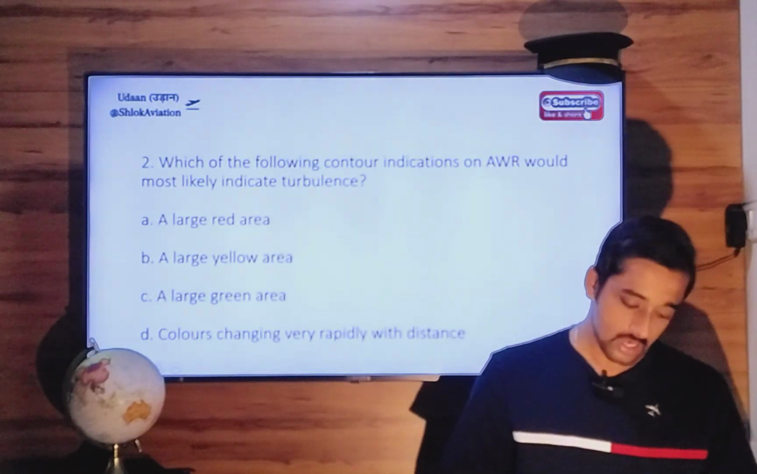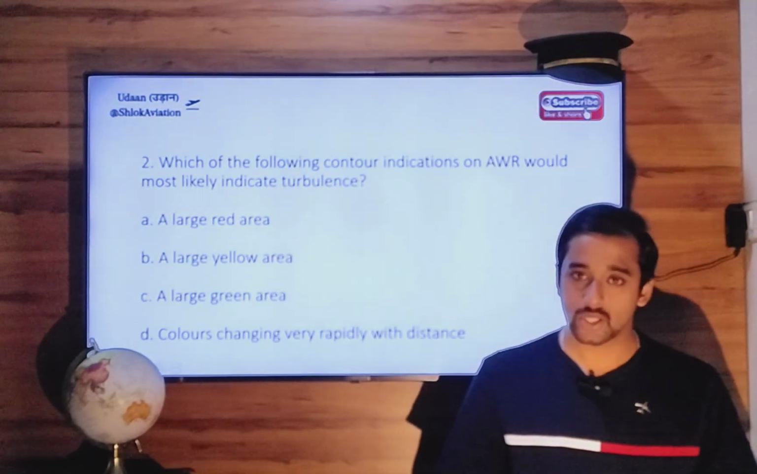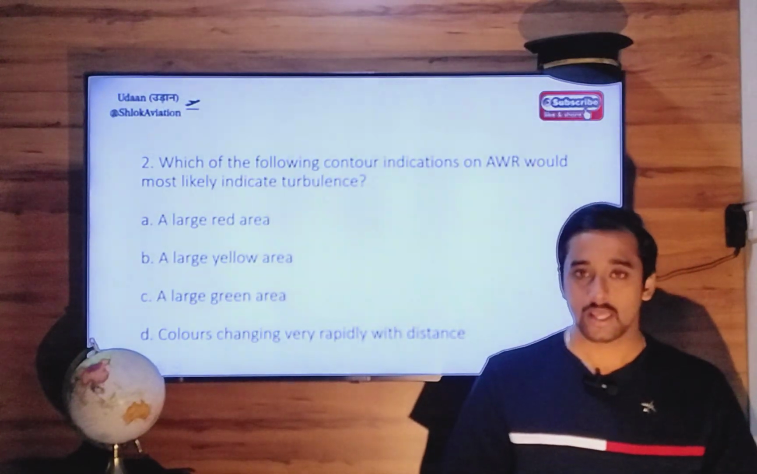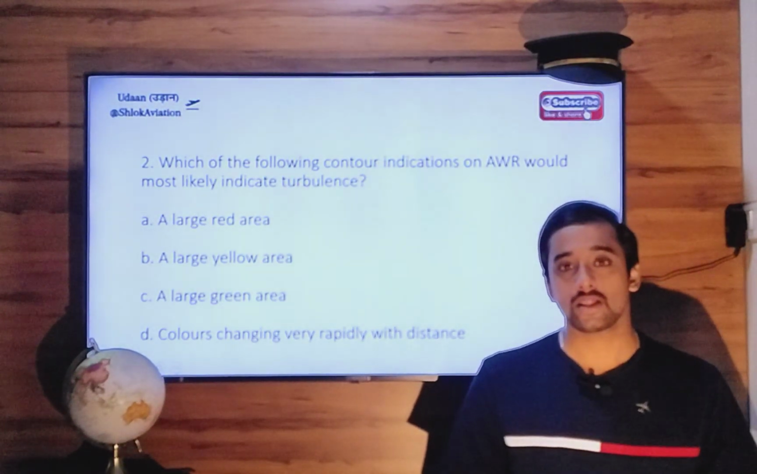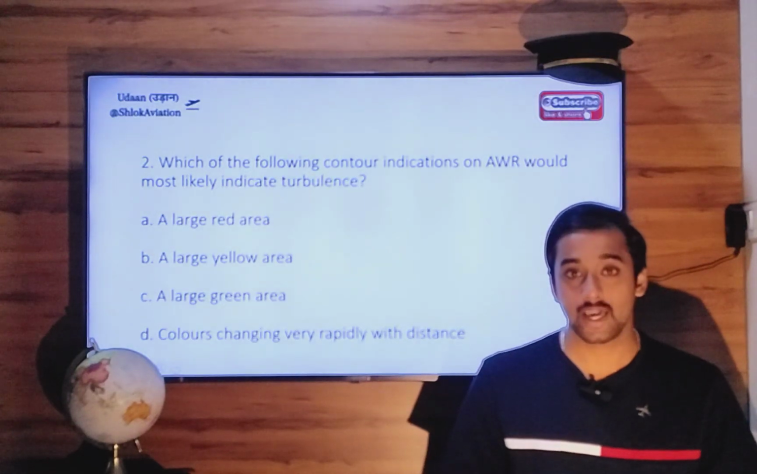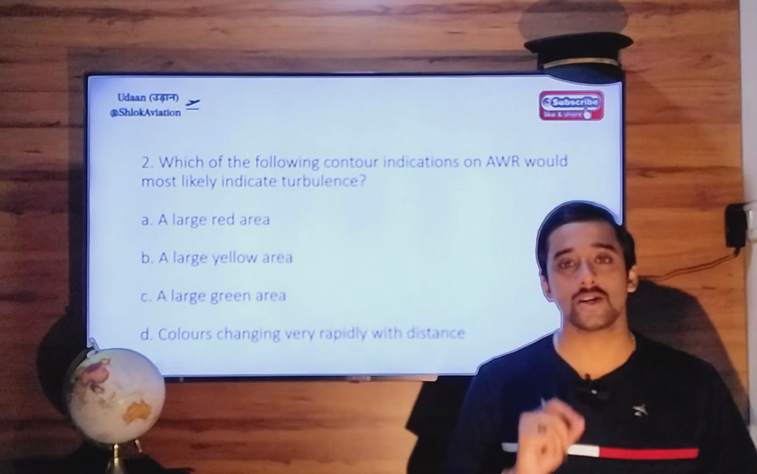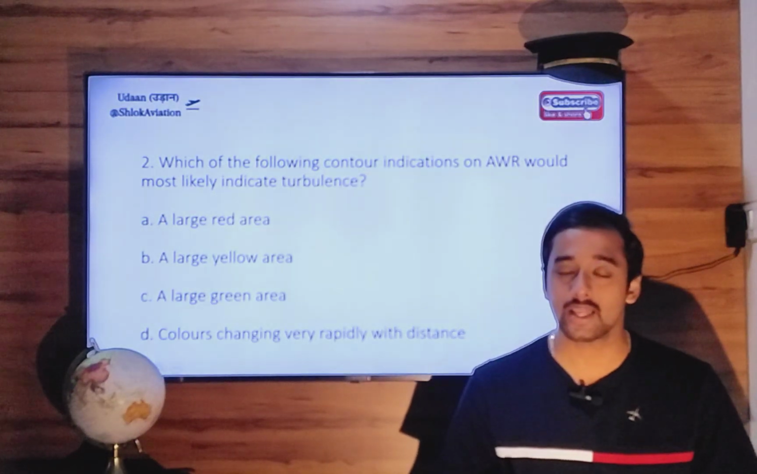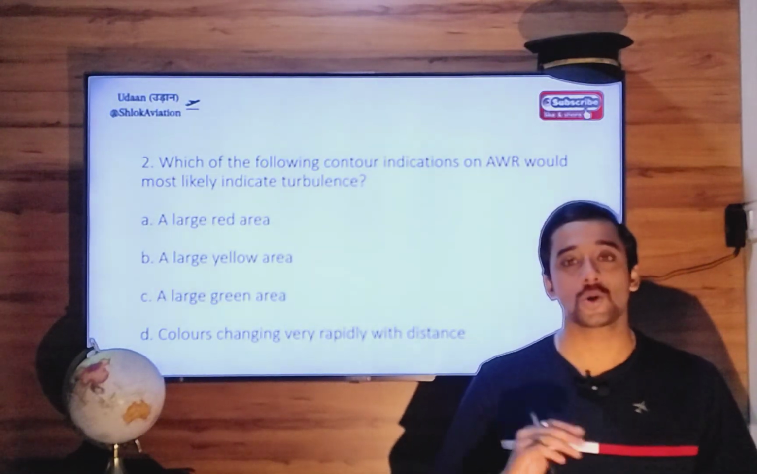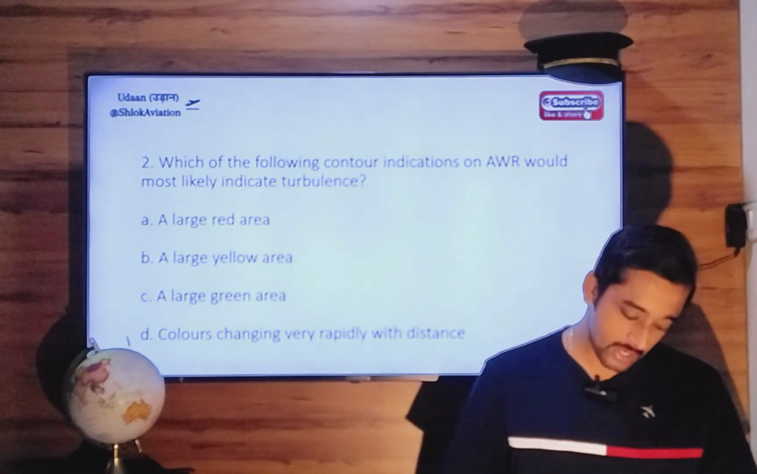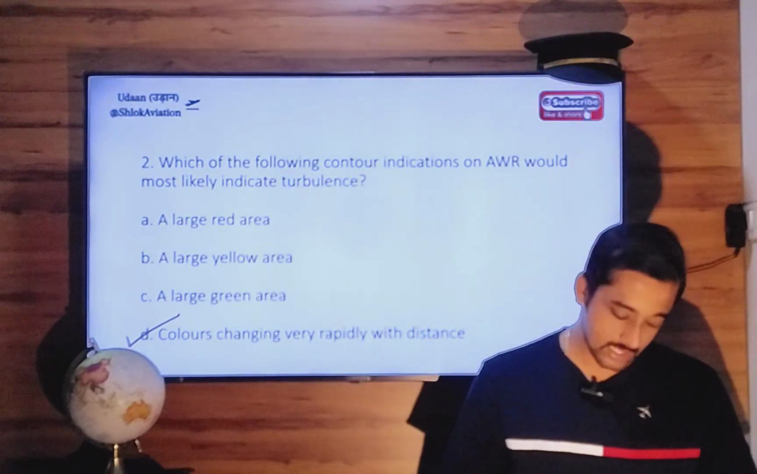Next, which of the following contour indications on airborne weather radar would most likely indicate turbulence? Now remember, turbulence is most likely to be encountered, heaviest or dangerous turbulence, when the color shades that you observe on your airborne weather radar screen change from yellow to green to red, like that. So the correct option here will be colors changing very rapidly with distance.